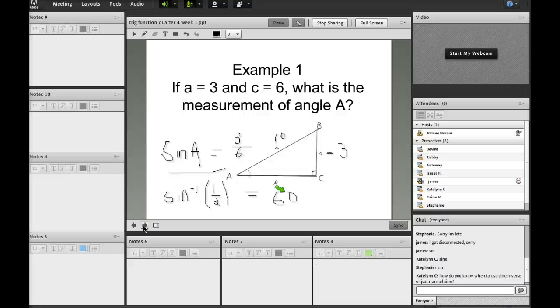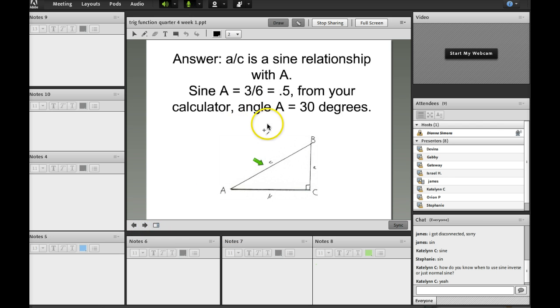Good question, Caitlin. So you use sine inverse when you have the lengths of the sides, all right? And you use the normal sine when you know the angle measurement, okay? Does that make sense? Okay, good. All right, so now, here we go.